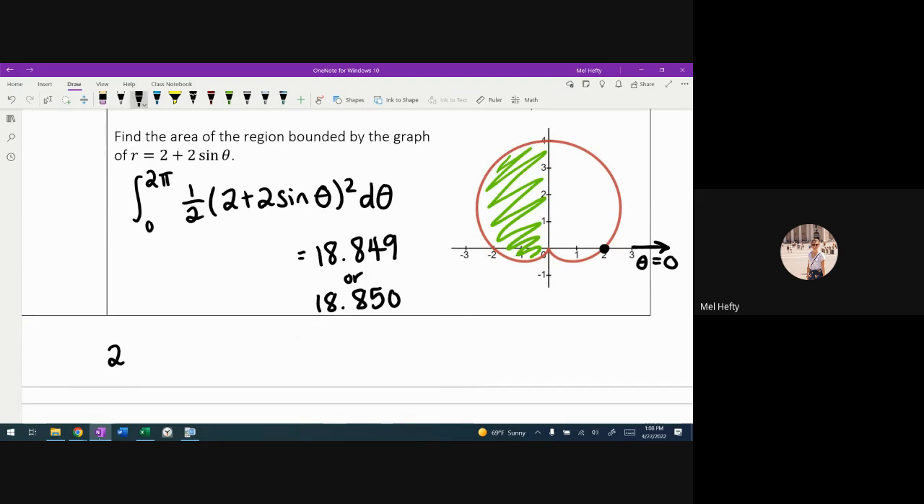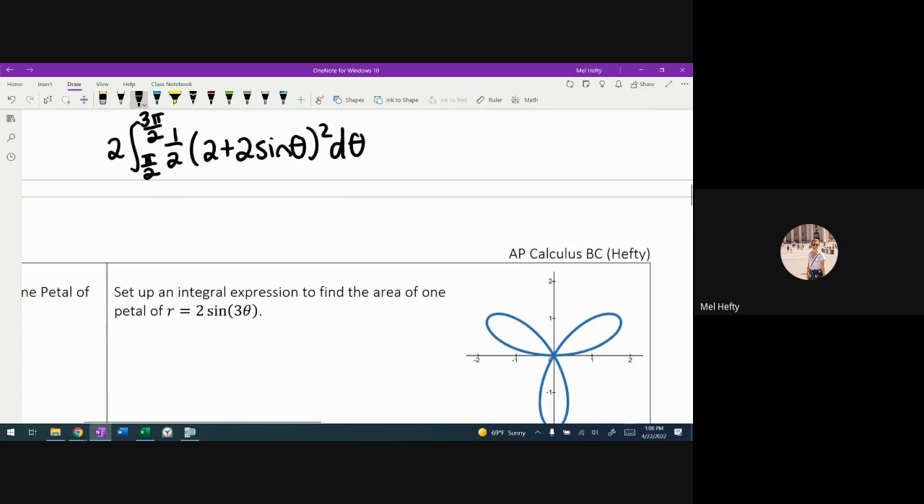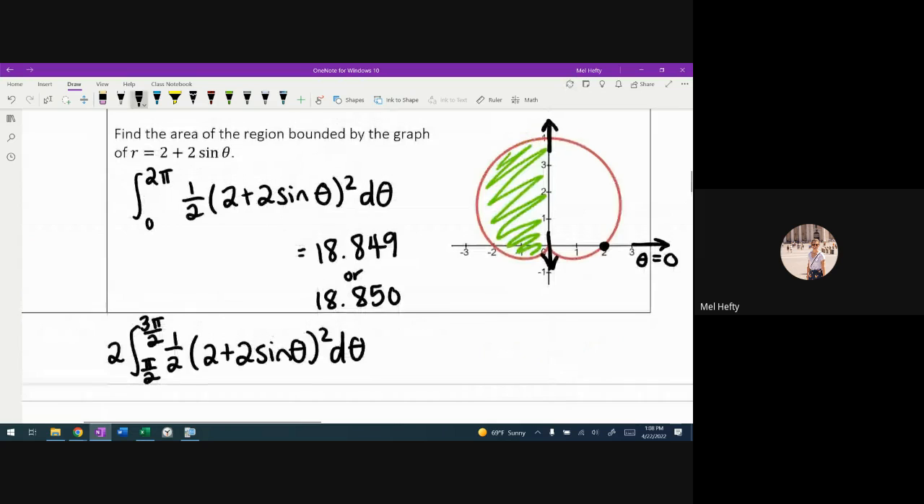So I could do 2 times the area of 1/2 plus 2 sine theta squared. But what would my bounds be? Let's think of that unit circle again. We're going from straight up to straight down. 0 to pi would be from here to here. Good idea, though. Pi over 2 would be a great bottom bound. And 3 pi over 2. Yeah, so if you have a shape that kind of goes just out, it doesn't come back in. So it's not one like these. 0 to 2 pi is generally what you're thinking of, just like the unit circle.